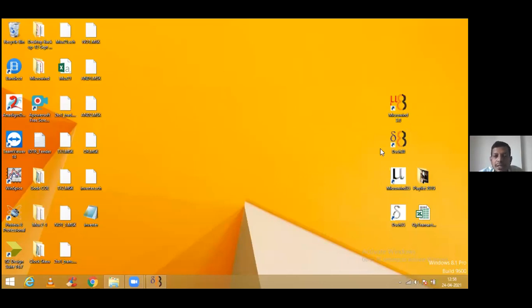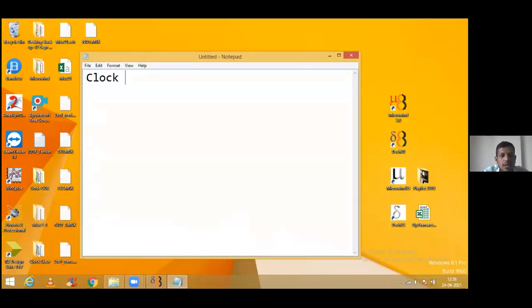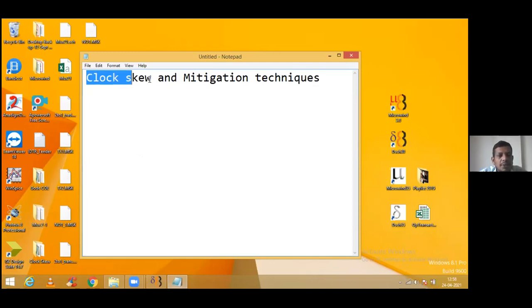Okay, one more point that I need to discuss with you all was mixed signal simulation. You can take any higher end example and simulate that one as far as the understanding is concerned. Now guys, let's go to the new aspect called clock skew and mitigation techniques. I hope being faculty, everybody is familiar with clock skew.